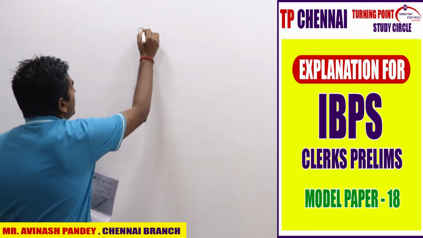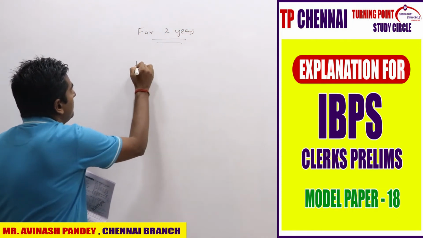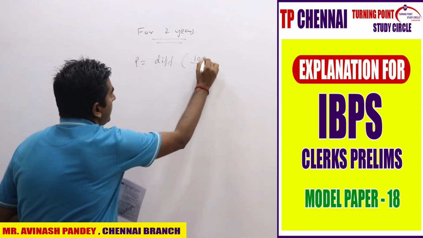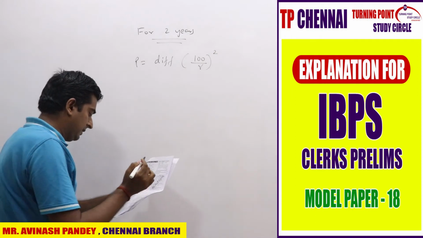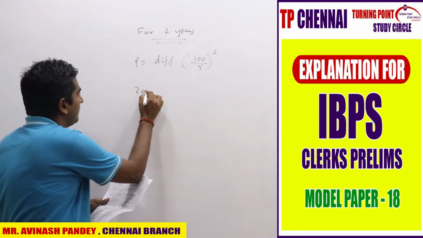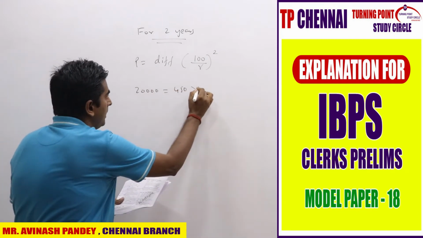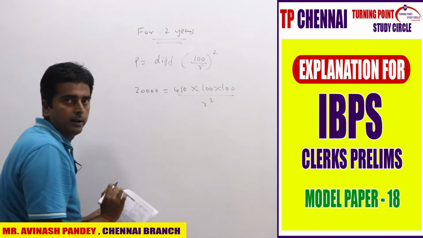So for 2 years, what is the formula? Principal is equal to difference into 100 by r whole square. So how much principal did they give you? Principal is 20,000. Difference is how much? 450 into 100 divided by r square.